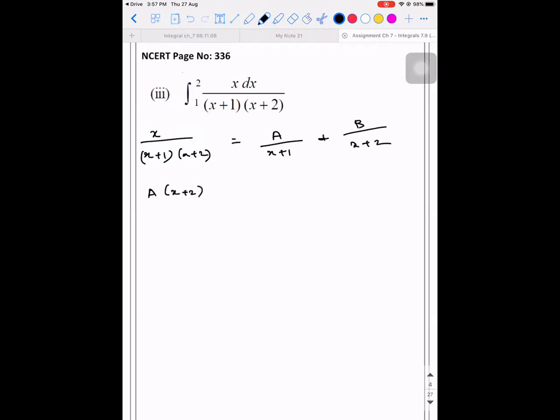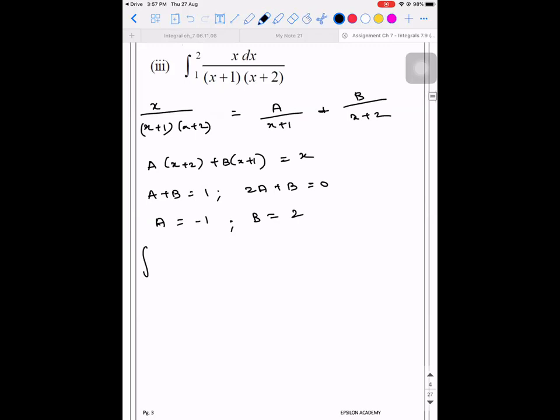So this will be a into x plus 2 plus b into x plus 1 is equal to x. Can I directly write it because the denominators will get cancelled? So a plus b will be equal to 1. 2a plus b will be equal to 0. So a is how much? Minus 1. So a is minus 1, b is 2.